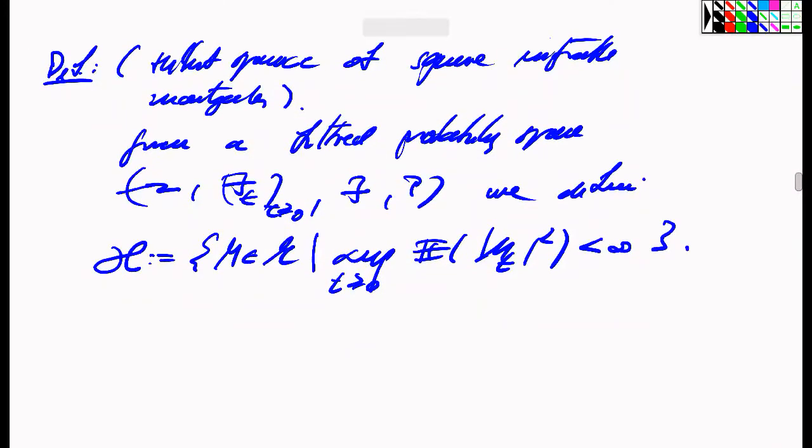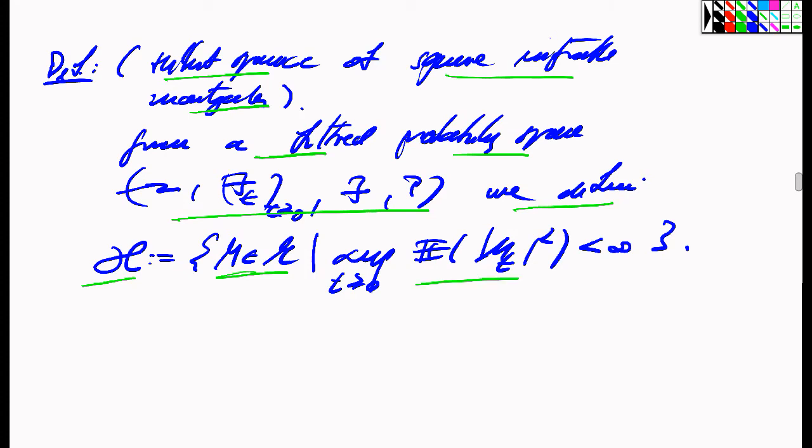The next important element in the construction of the stochastic integral is what we call the Hilbert space of square integrable martingales. Namely, given a filtered probability space where the filtration is indexed by continuous time, we can define the space curly H to be the collection of all martingales with respect to the filtration F_t, such that they are bounded in L2 uniformly, in the sense that the supremum of all L2 norms of this martingale, as we let time range over all non-negative time indices, is finite.